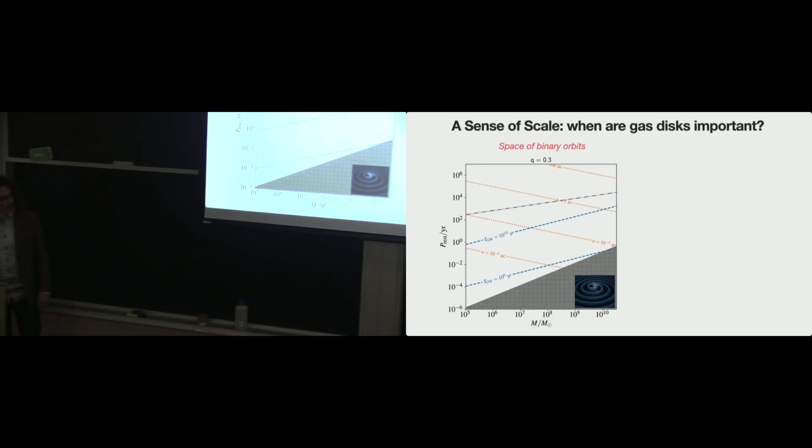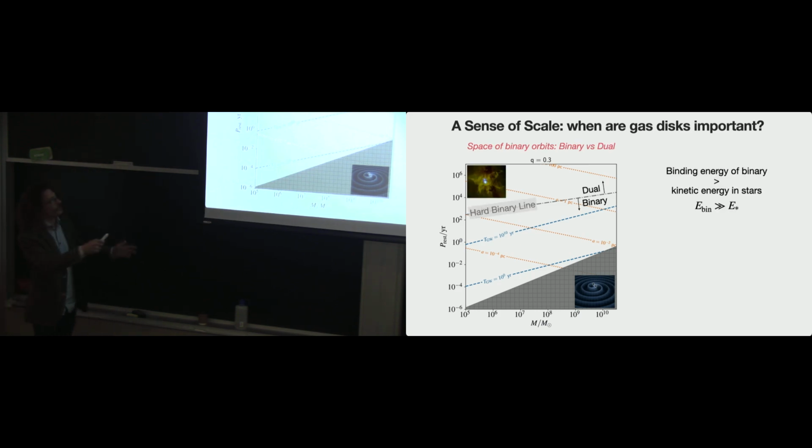That gray dashed line is the first thing I want to draw on here. First I want to say what is a binary versus a dual. Because we do see, this is a real image, X-ray on top of optical. We do see dual AGN, two accreting supermassive black holes that are hundreds to thousands of parsecs apart.